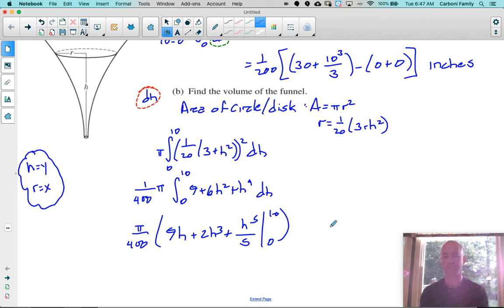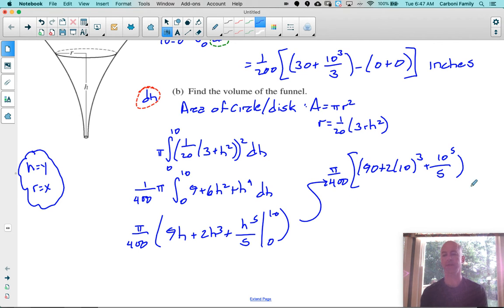And I'm going to do the same thing I did in part A. I'm not going to simplify this in the least. So it's going to be pi over 400 times 9 times 10. Okay, I said I'm not going to simplify it in the least. I will do 9 times 10. That's 90 plus 2 times 10 cubed plus 10 to the 5th over 5. And if you plug in 0 for your h's, you get a 0 in return. And so there is your answer for part B.